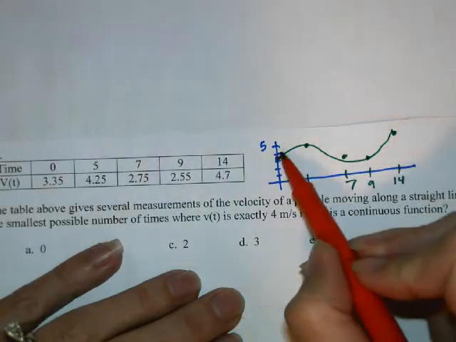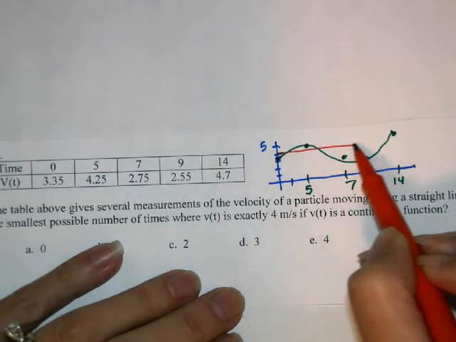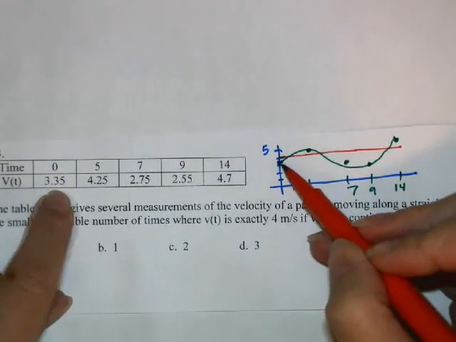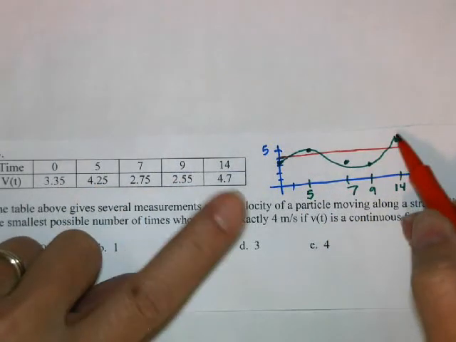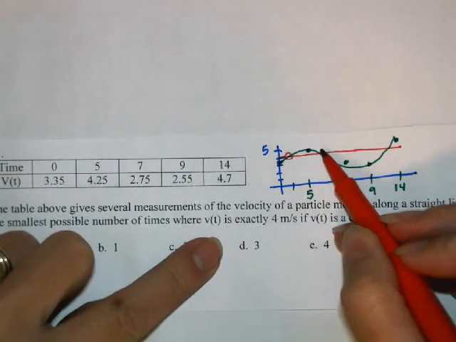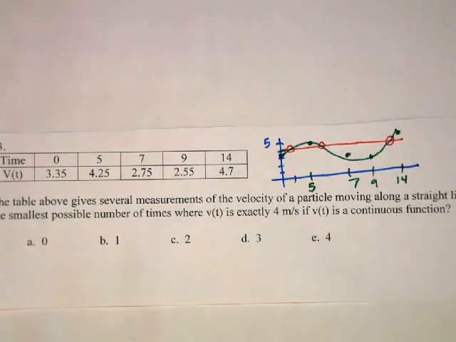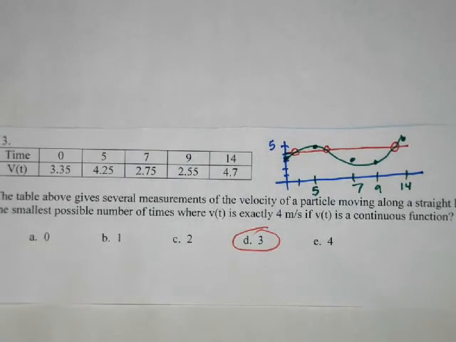4 is here. So we're at a number less than 4, then a number bigger than 4, then a number less than 4, less than 4, bigger than 4. So at a minimum, it has to go past 4 three times. And that is the intermediate value theorem.